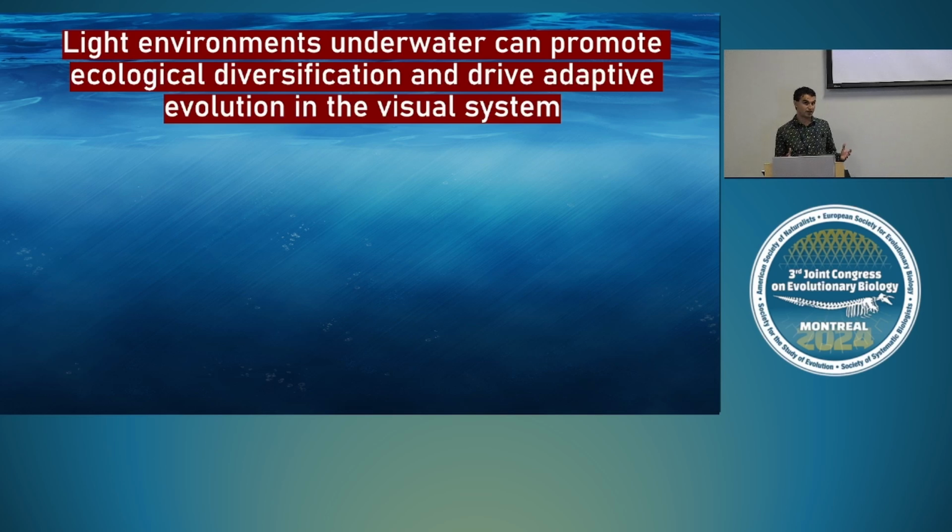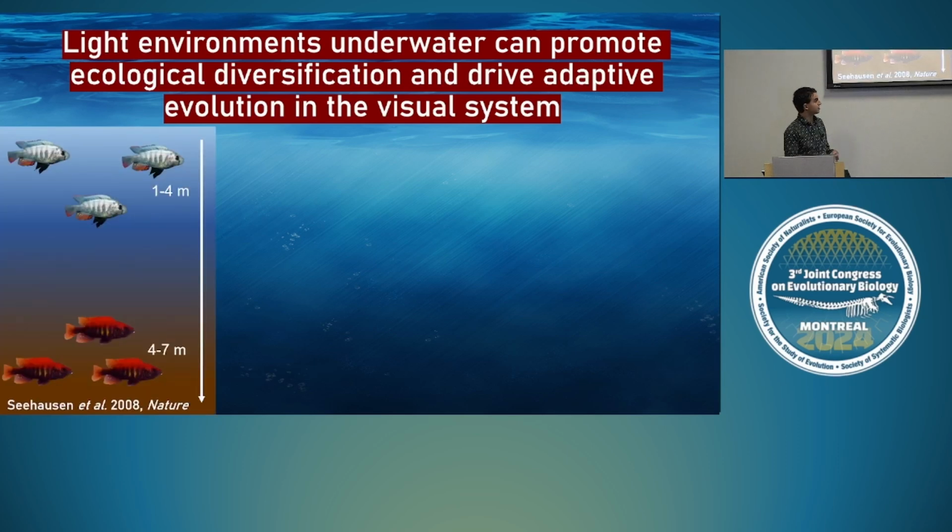One of these dimensions is light, and in aquatic habitats, we know that species can adaptively partition themselves between different light environments that are created by, for example, these really dramatic depth gradients that you see in African Great Lakes. And this, in turn, can drive adaptive evolution of the visual systems within the animals that live in these environments.